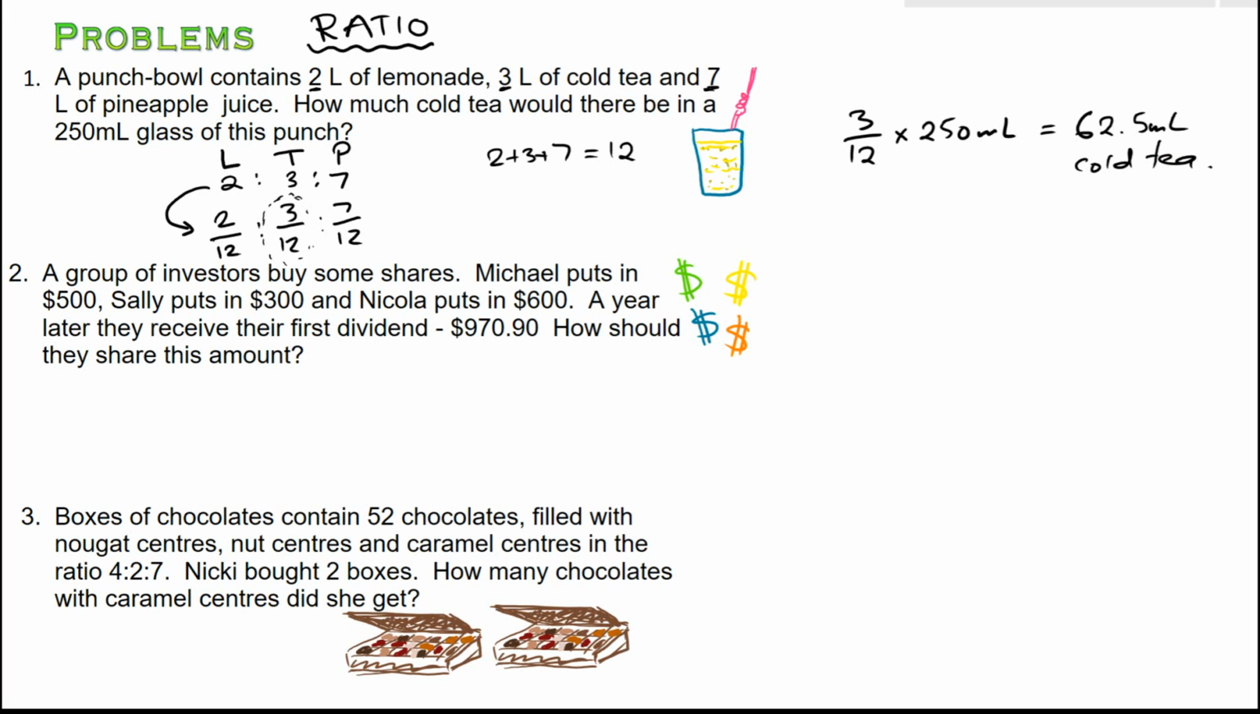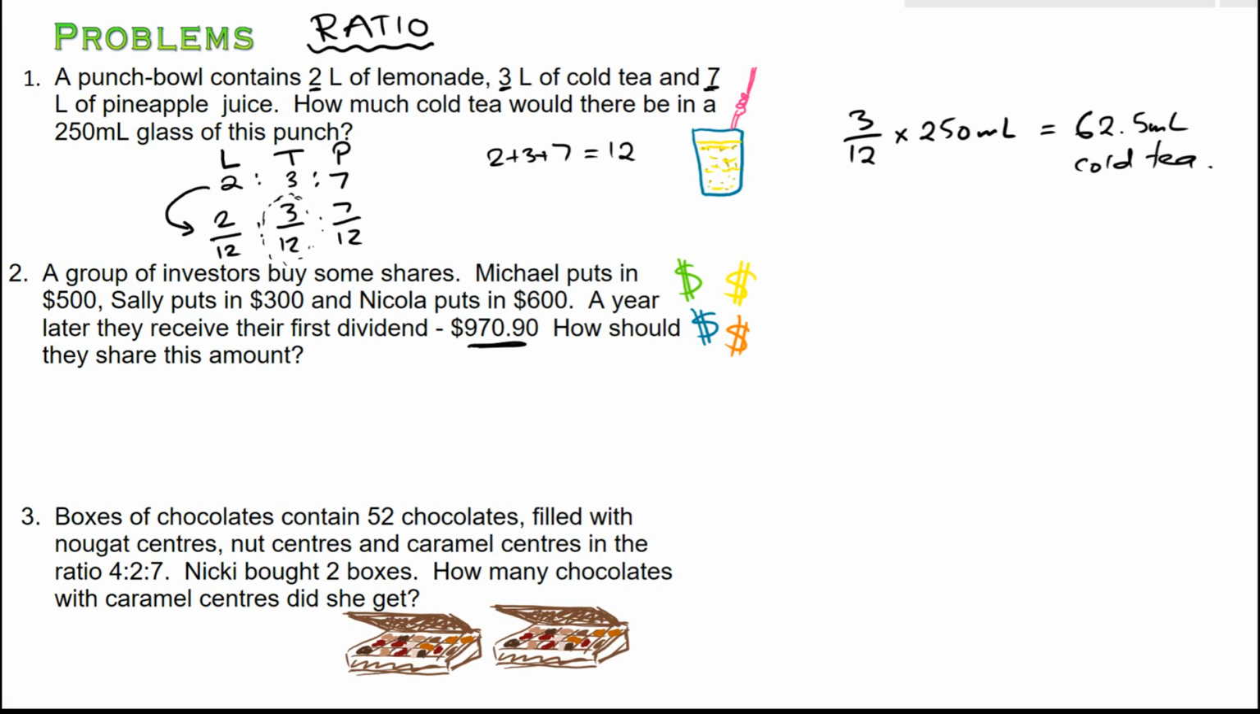The second example here, we've got a group of investors buying some shares. Michael puts in $500, Sally $300 and Nicola $600. A year later they receive their first dividend. How should they share this amount? So we need to work out from this amount here, how much do each of these 3 people get?